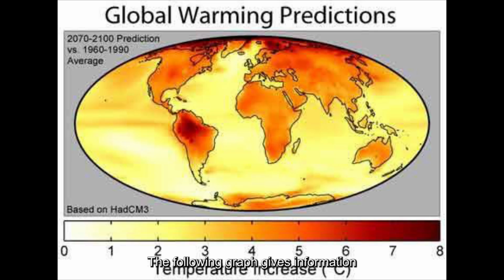The following graph gives information about global warming predictions. Light color represents low temperature increase and dark color represents high temperature increase. From the map, we can see that the highest temperature increase can be found in North America, which is 6 to 8 degrees. Following that, the second highest temperature increase can be found in Africa and Europe, which is around 3 to 5 degrees. And the lowest temperature increase can be found in Australia and North America, which is around 1 to 3 degrees. In conclusion, the world is going to have global warming as predicted.